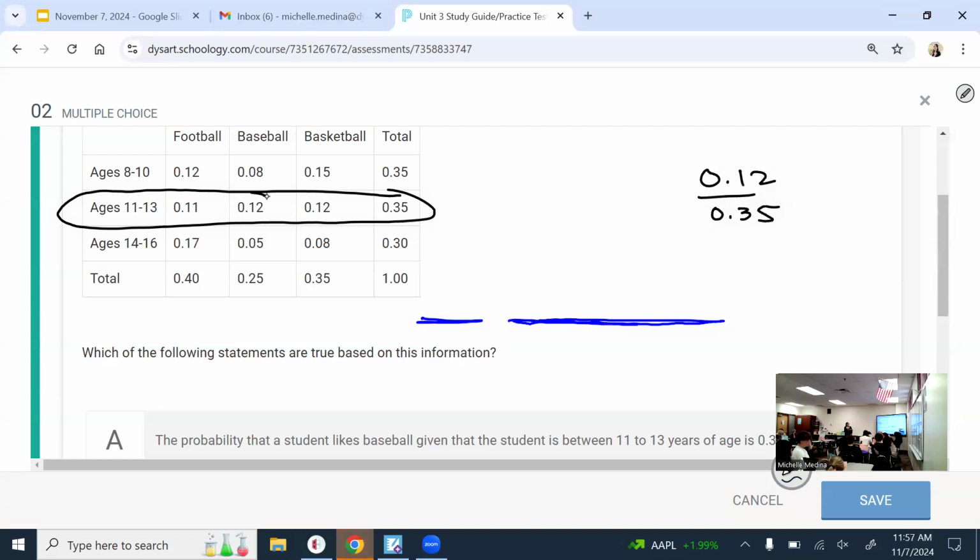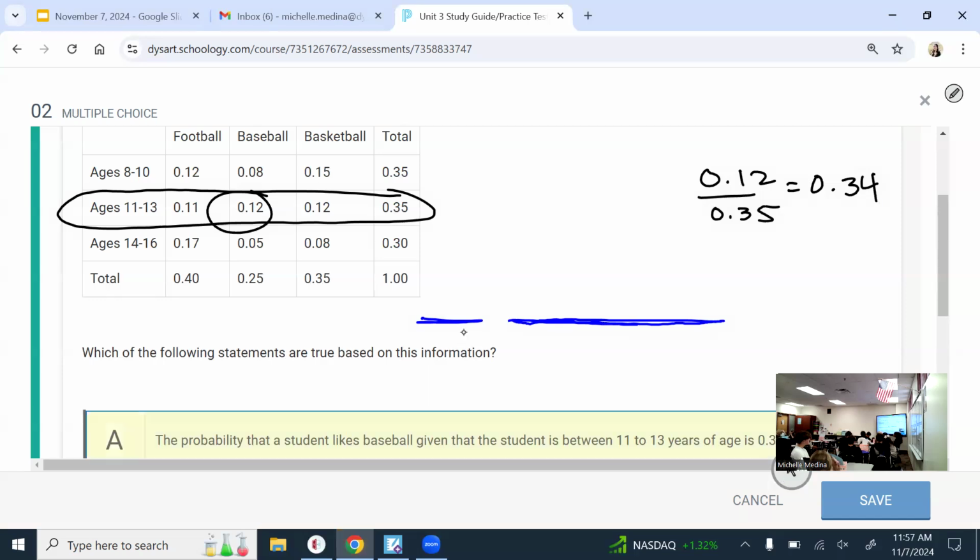0.12, and it's this one. It happens to be the same as that one, but this is what I'm dividing to see if that matches the answer. So 0.12 divided by 0.35 is 0.34, which is what it said it was. All right, feel free to try that out in your calculator. So the math isn't hard, it's just knowing what to divide by.